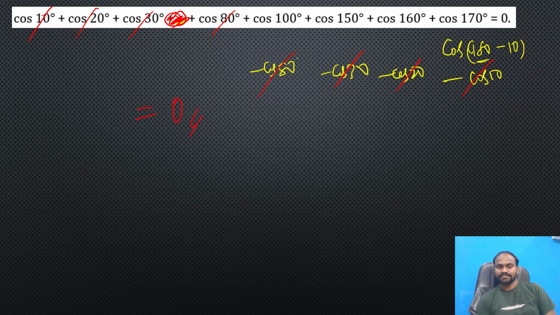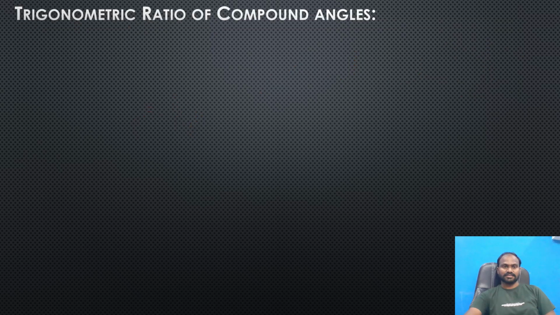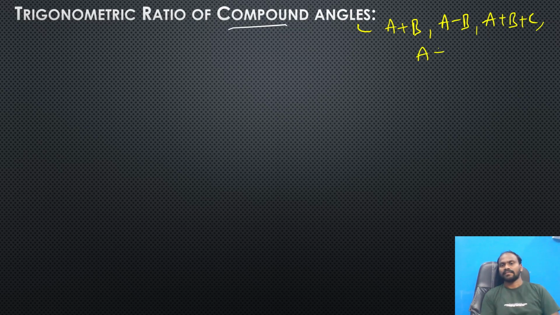Simple, right? Next, trigonometric ratios of compound angles. To discuss the compound angles, first of all, what is a compound angle? A compound angle is nothing but the algebraic sum of two or more angles, like A plus B, or A minus B, or A plus B plus C, or A plus B minus C, and so on.